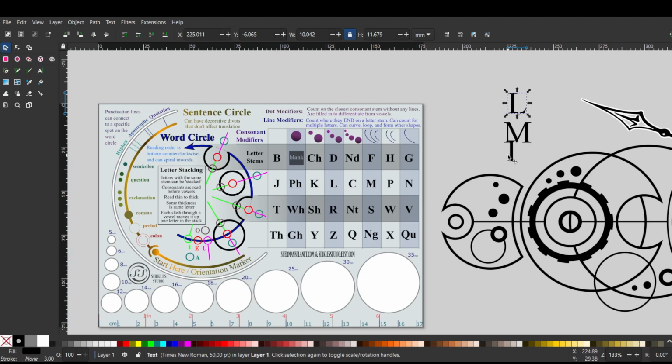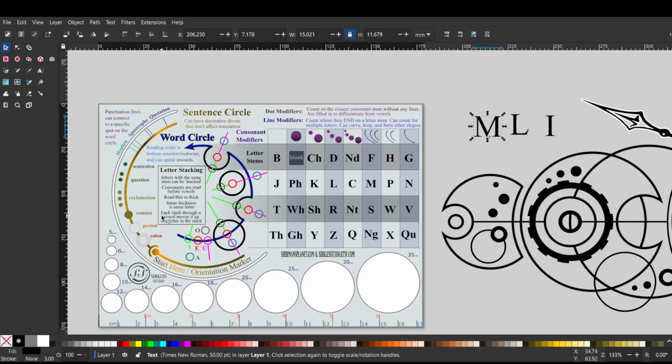So consonants are read before vowels, so let's get that vowel at the end. Lovely. Okay, and then we have our consonants. They're read thin to thick, so this thick line here, that one has the 3 dots, which is the L, which means our M is first. So that would be the M-L-I.